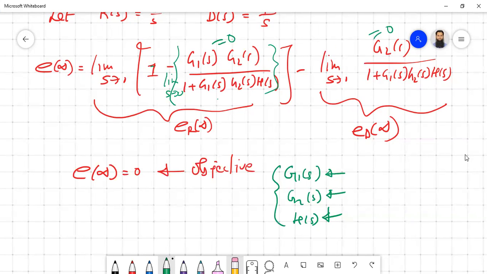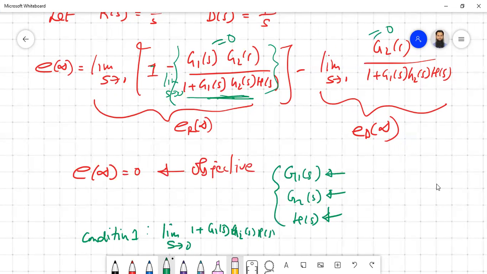Starting with this equation, first of all, the limit of the denominator cannot be zero. So this is condition one. Condition one is the limit as s tends to zero of 1 + G1(s)G2(s)H(s). This cannot be zero, because if it becomes zero, then one by zero will be infinity. So this first term cannot be zero.